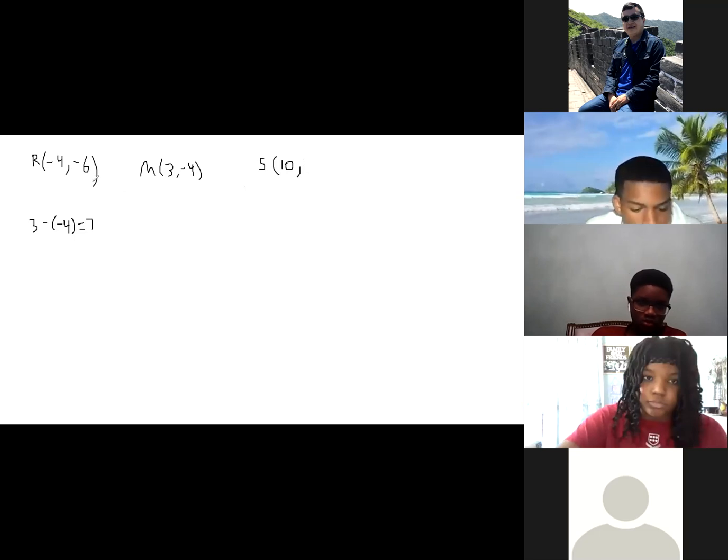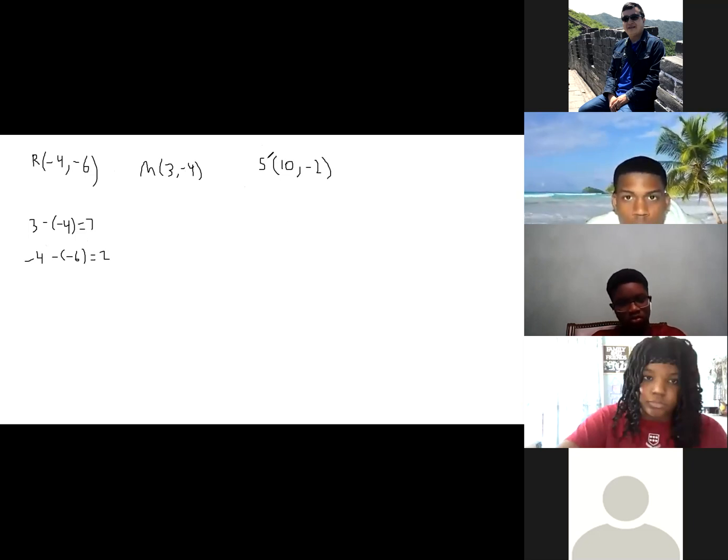And then for the y coordinates, I would do the same thing again. So -4 minus -6, which equals 2. And then I'd add 2 to -4, which is -2. So then, yeah, that should be the endpoint. Do you get it, Elijah? Yeah. Okay.